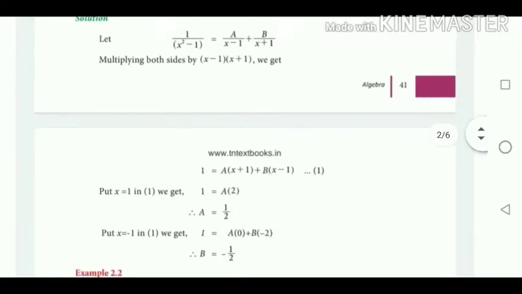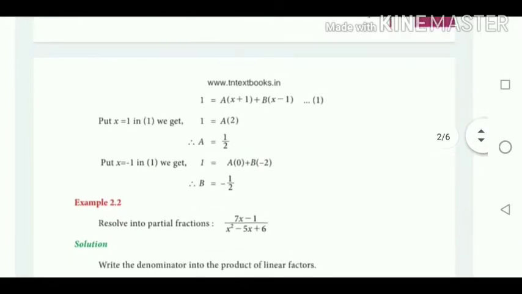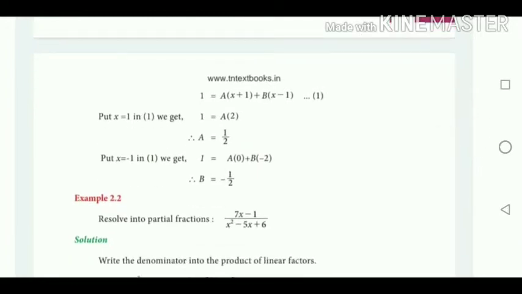Afterwards we are getting the factors a into x plus 1 and b into x minus 1 in the equation. In that equation we substitute the values opposite to that constant. Here, x plus 1 means you have to put minus 1 in order to get the value of b. If you put plus 1, we are getting the value of a.